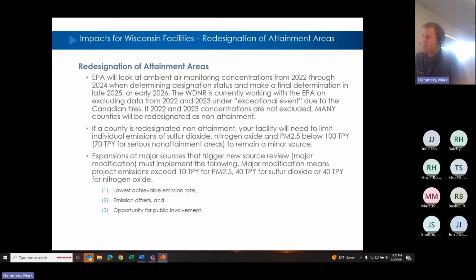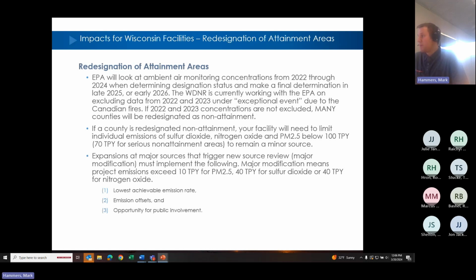So takeaway from this is suggestion going forward. If you're in a non-attainment area, which, like I said, will more than likely be Milwaukee or Waukesha, really think about limiting your emissions below 100 tons per year for SO2, NOx, and PM2.5 if that's available to you.